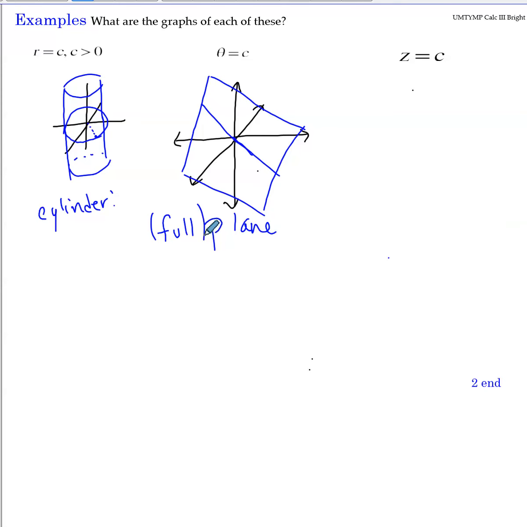And then this one is very similar to what we saw in Cartesian coordinates. If we are at a height c, it can extend in every direction, so this is going to be a plane at a height c. And so that's just a brief overview of cylindrical coordinates. Again, the conversions are very similar to polar, it's just now we tack on a third dimension.